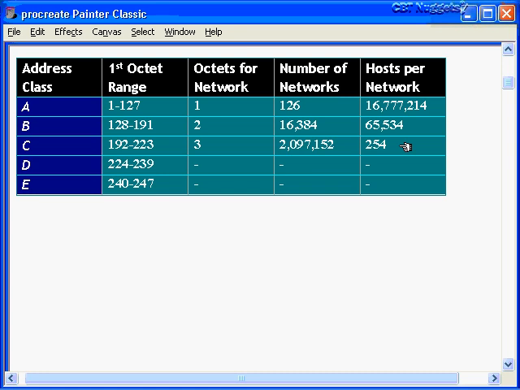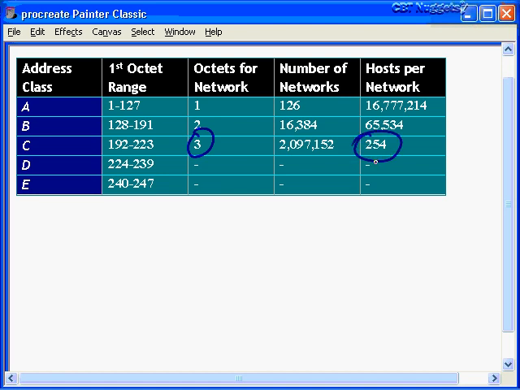Now think about it. If we're using the first 3 octets to represent the Class C network, and I'm going to talk about this because it's so common, that only leaves us 1 octet, or 8 bits, for our hosts per network.